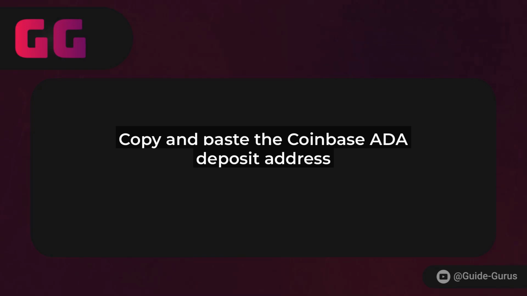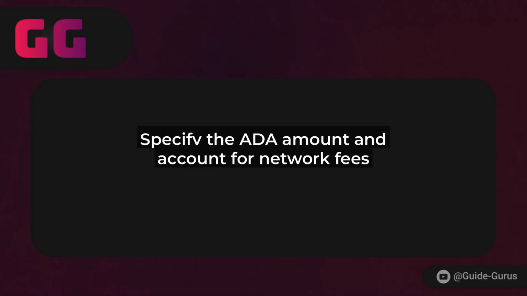Step 2. Enter the recipient address. Head over to Coinbase, go to your ADA wallet, and copy the deposit address. Paste it into Phantom. This is critical, so verify it twice to avoid any mix-ups.